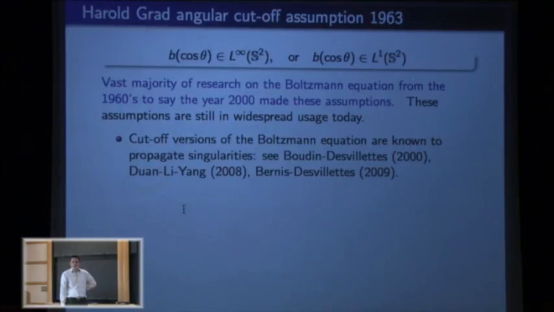Yes? If you take a finite range potential, then these assumptions are actually satisfied. I mean, the one which is right on top of your hard sphere. Yes, but any finite range potential. Yeah, well, that's right. Then that's okay. I'm not saying this is the worst assumption in the world. I'm saying that it was made for a long time.